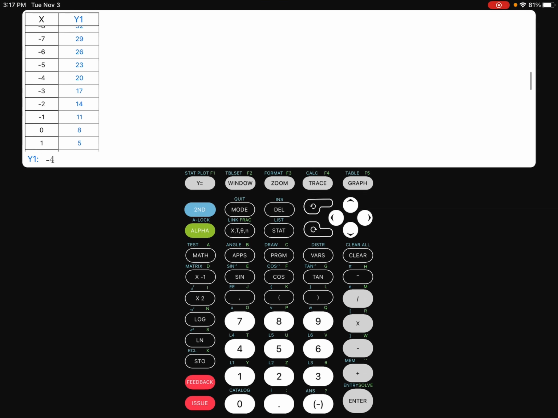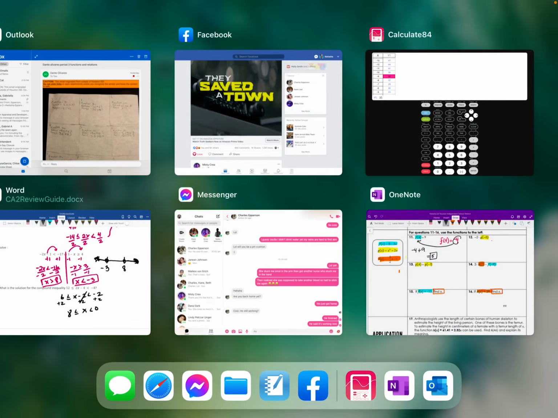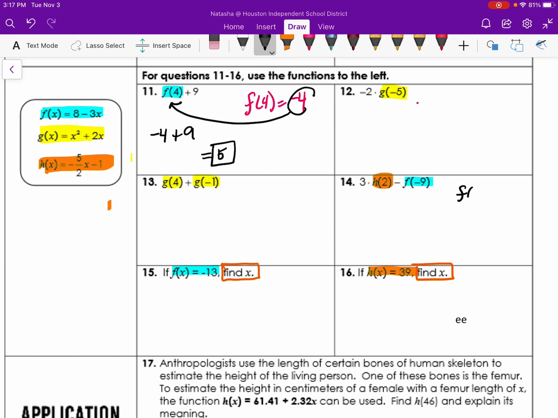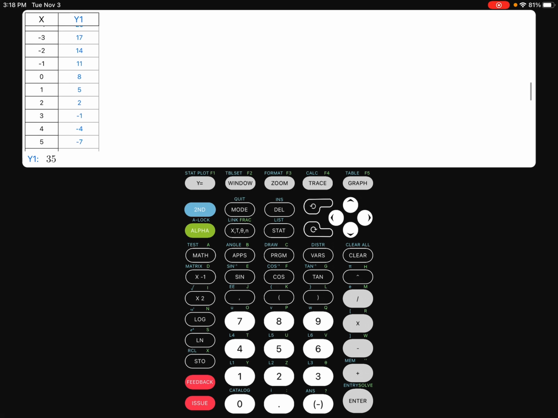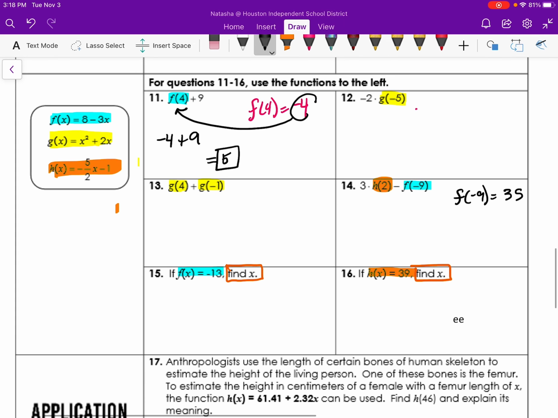Okay, now let's look at f of negative 9. f of negative 9 gives me 35. Now, on the f of x is equal to 13, the 13 isn't x. That's basically what our output is. So I want to look at my y values, and I want to find where my y value is equal to 13, and then that will give me my input, which was negative 7. So here, x is equal to negative 7. Okay? And that's all you're doing on these.